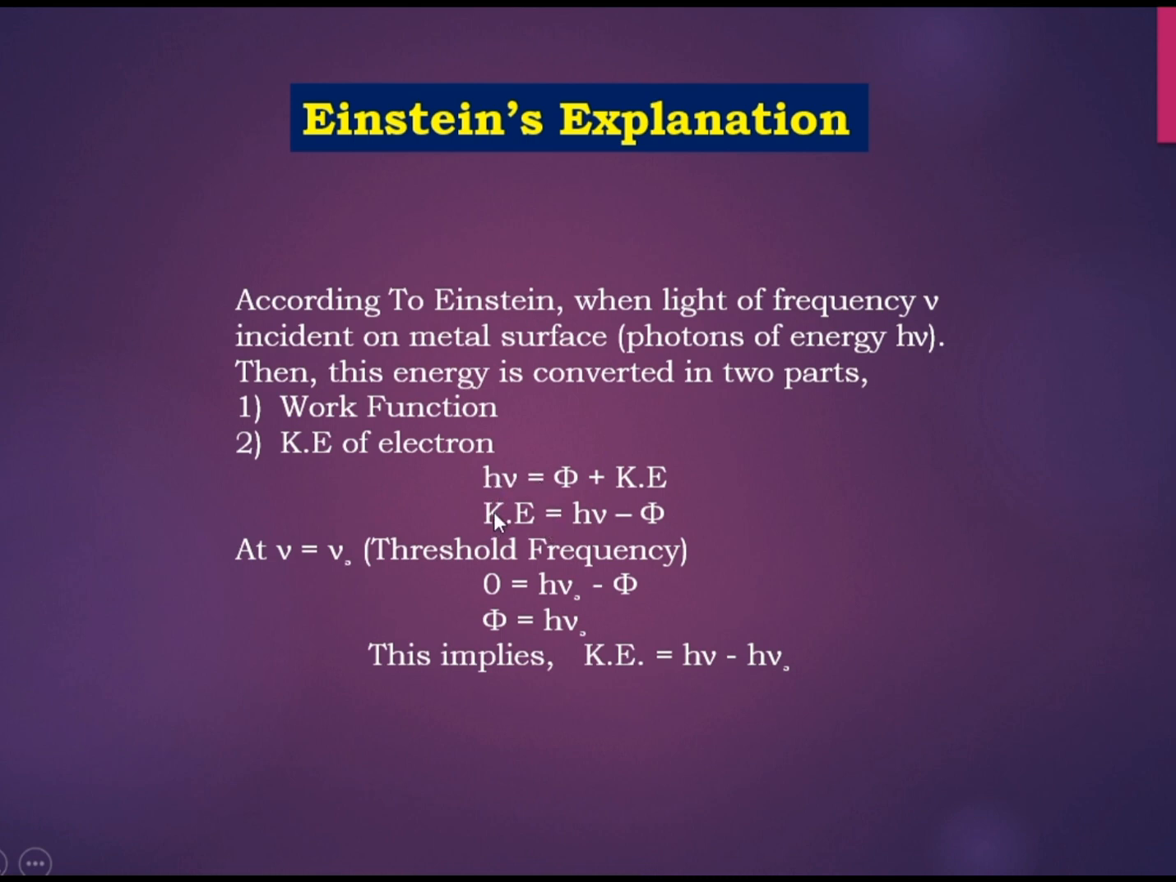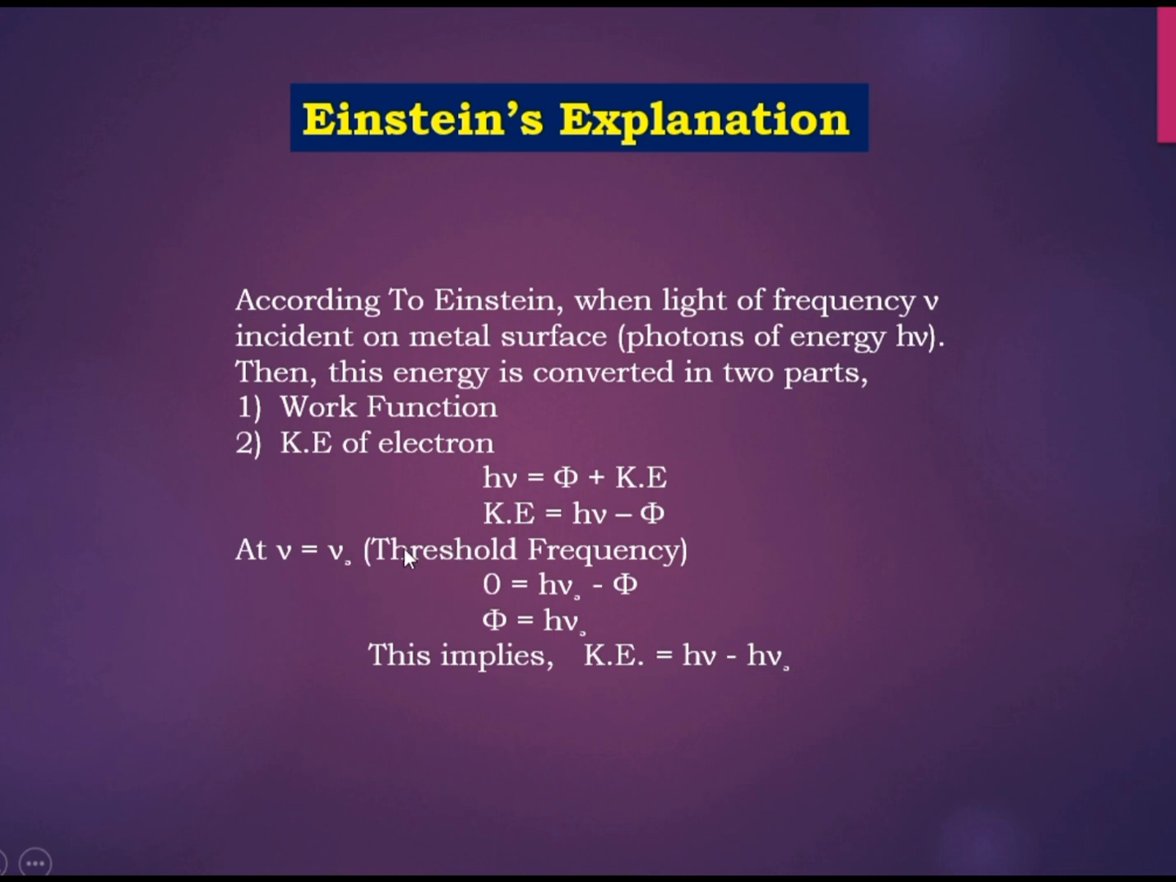So from this equation we can say that kinetic energy is equal to h nu minus phi, where phi is the work function, KE is the kinetic energy, and h nu is the energy of the photon. Now let us suppose that the threshold frequency of that particular metal is nu naught, and we know that work function is denoted by h nu naught.